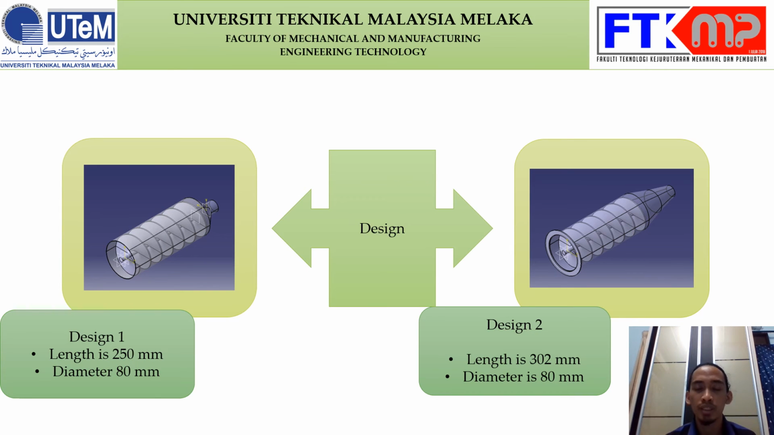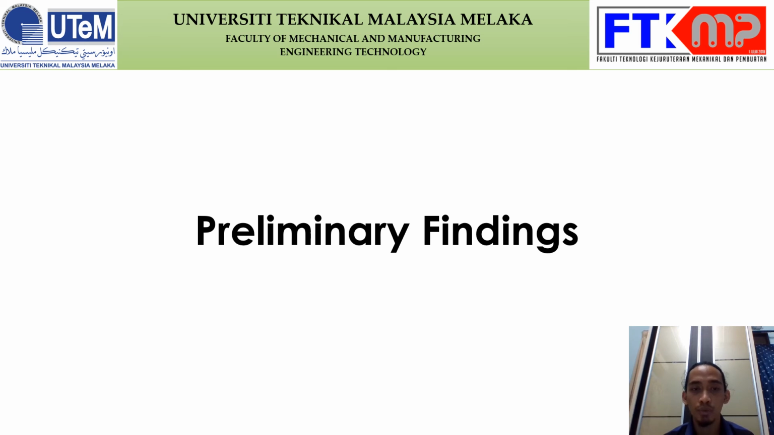Here is my design for the spiral channel. For design number 1, the length is 250 mm and the diameter is 8 mm. For design 2, the length of the spiral channel is 302 mm, and the diameter is the same as design number 1, which is 8 mm. Lastly, we go to the preliminary findings.